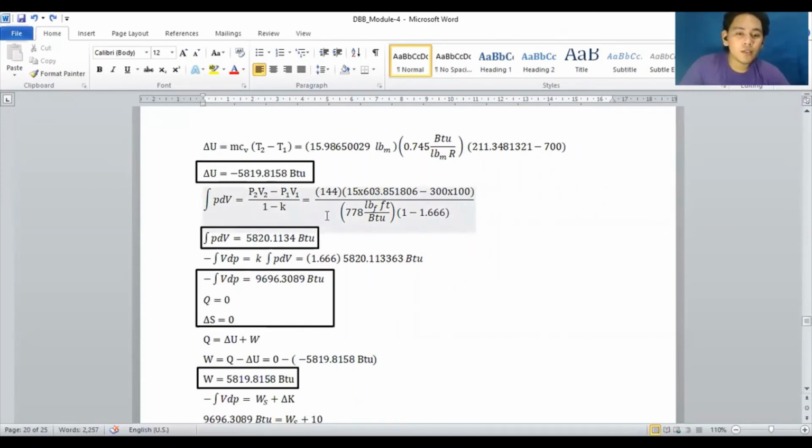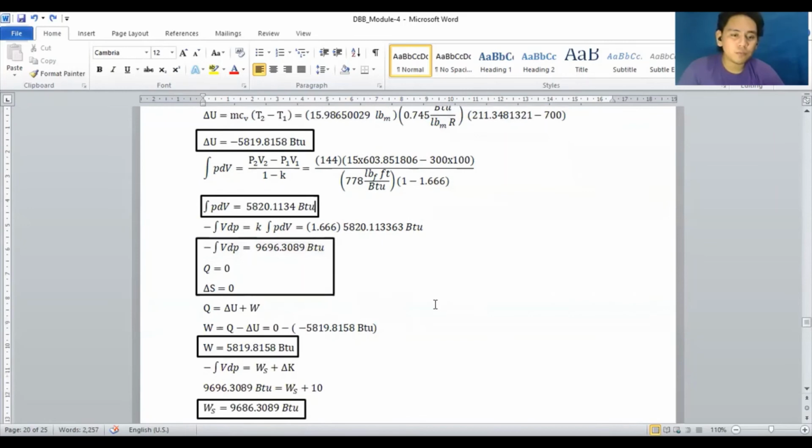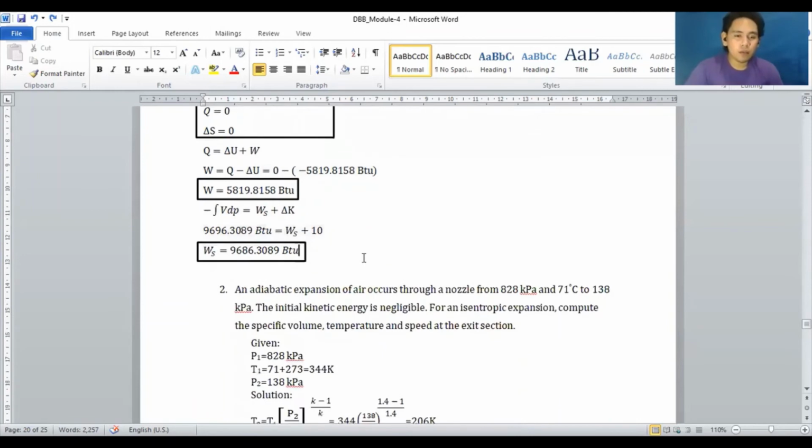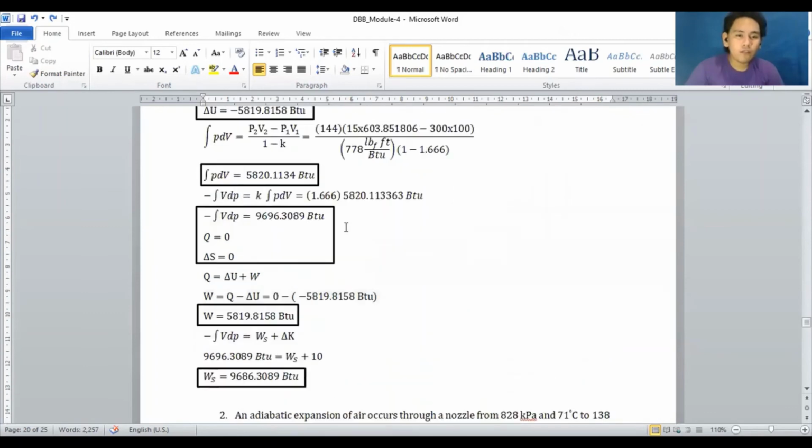or simply MR delta T all over 1 minus K, which is your work non-flow, or the integral of P dV, you can change it into work non-flow if you want, equals 5,820.1132 BTU. And now, since Q equals delta U plus W, then W is Q minus delta U, where the heat transfer Q is 0. So therefore, your work is 5,819.8158 BTU.